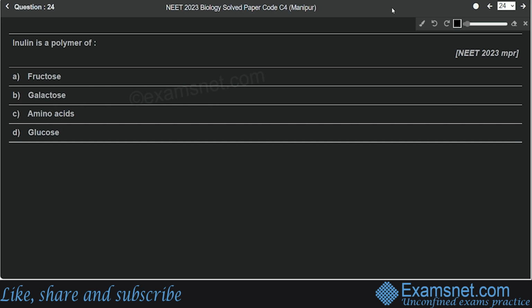Question number 24 is from the chapter Biomolecules, and the question is inulin is a polymer of. Options are fructose, galactose, amino acids and glucose. So the correct answer will be option A, that is fructose. Okay, this is a factual question. Inulin is a polymer of fructose.